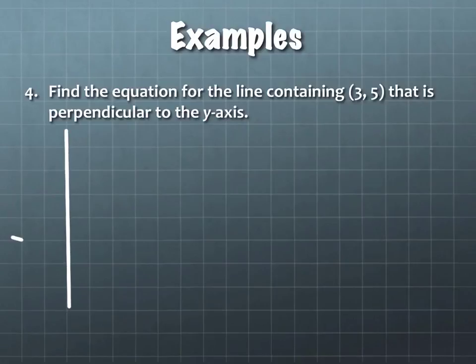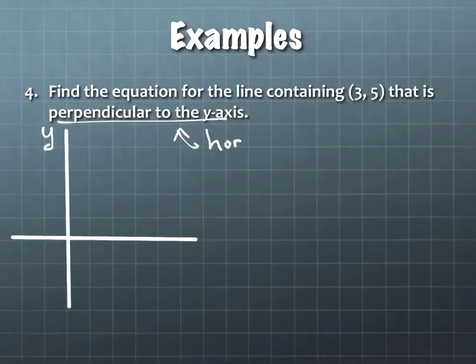Okay, it's talking about a graph where I need to be perpendicular to the y-axis. So which one of those is the y-axis? The vertical one or the horizontal one? Lee is right. It is the vertical one. This is my y-axis. So if I'm going to be perpendicular to the y-axis, what kind of line am I going to create? Horizontal. So this phrasing right here tells me that I'm going to have a horizontal line.